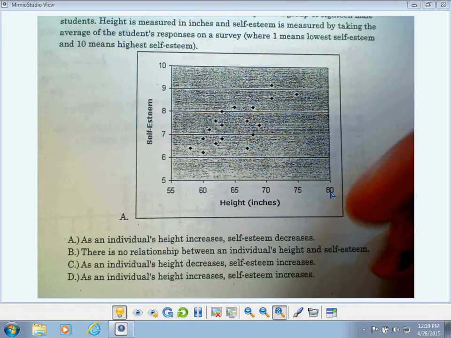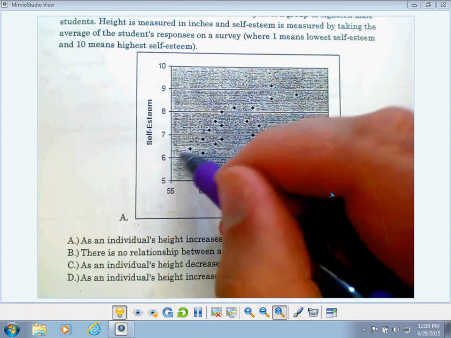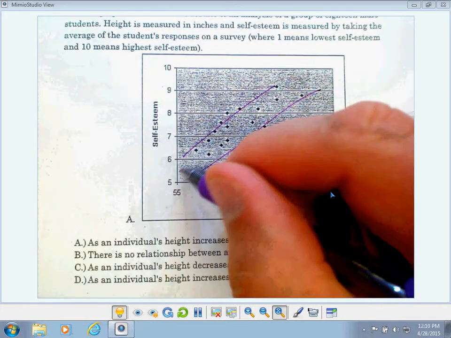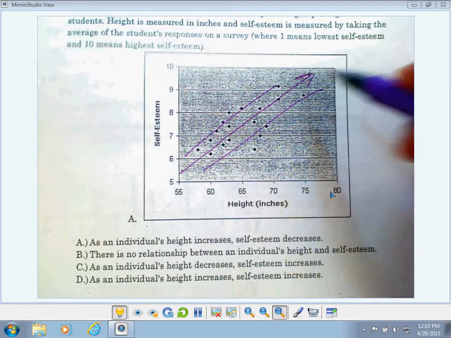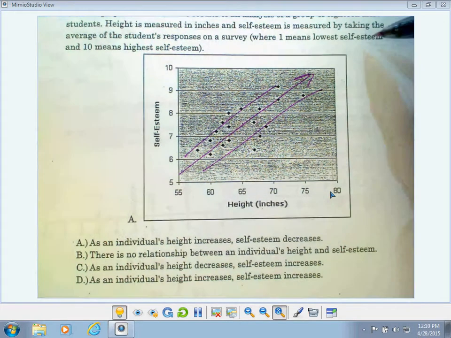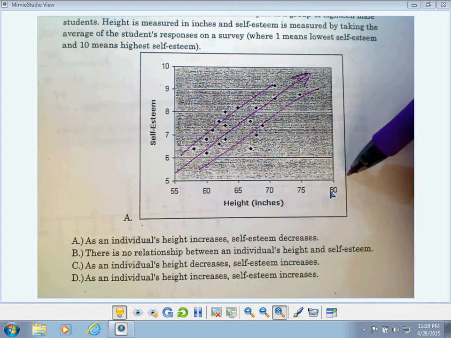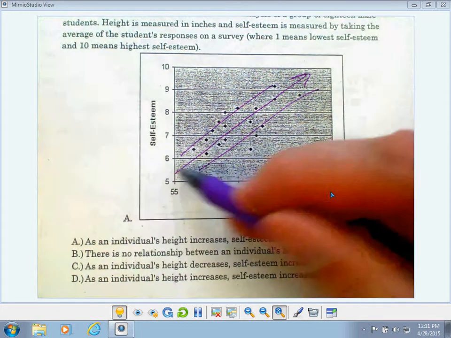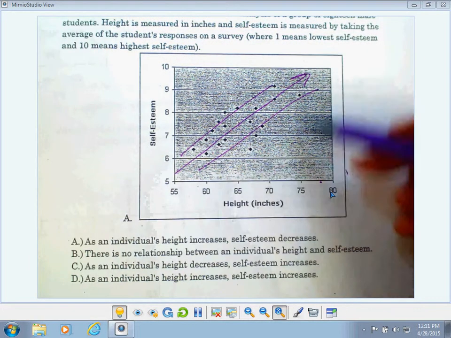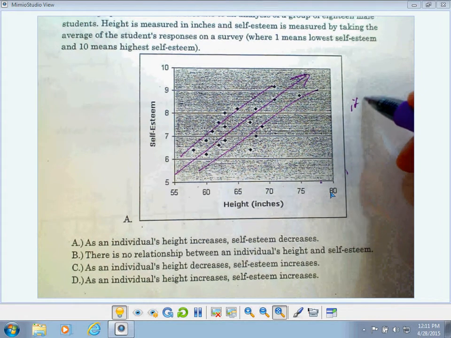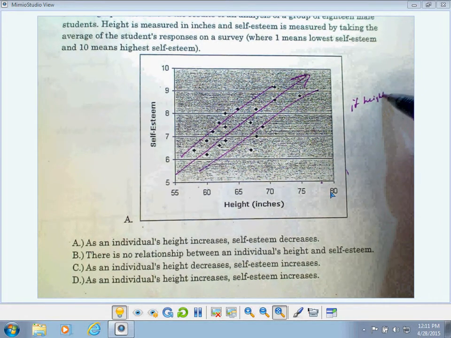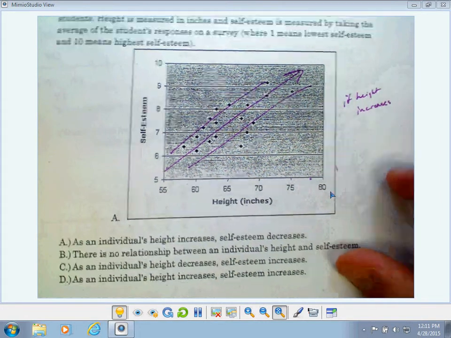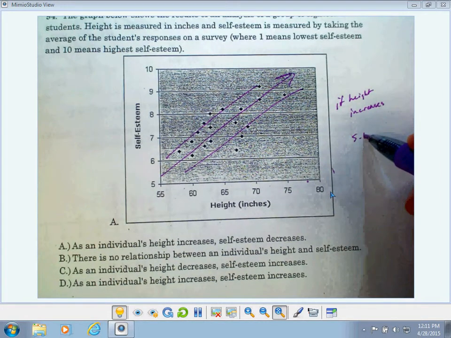Okay, well, let's take a look at it this way. You can see the data generally goes upward like this, which means if you drew a best fit line, it might be somewhere in here. So it's clearly upward. As the height goes up, what happens to the self-esteem? You can tell that it goes upward. So we're saying if the height increases, the self-esteem increases.